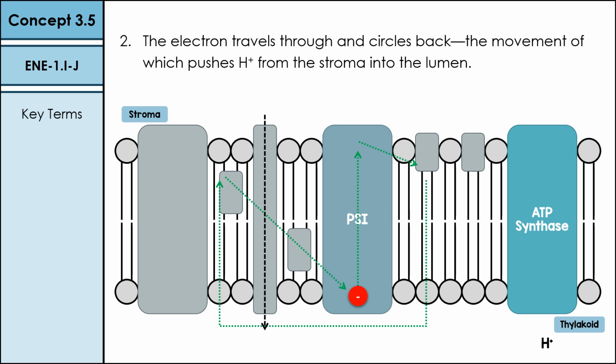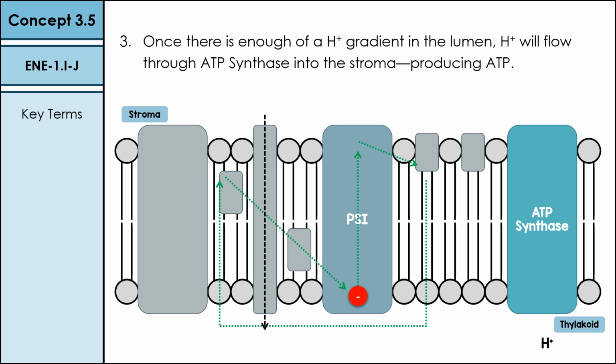And we create that really beautiful cycle of our electrons. So this will continue until we have enough hydrogen ions on the interior of our thylakoid. And once we have that higher concentration, we can move those hydrogen ions, just like before, back outside of the thylakoid into the stroma and produce ATP.